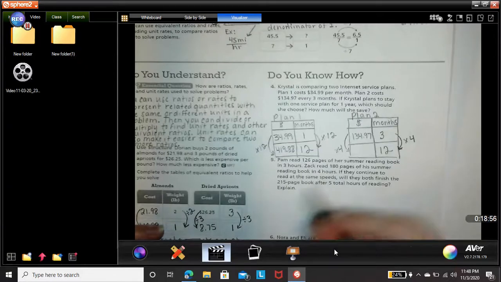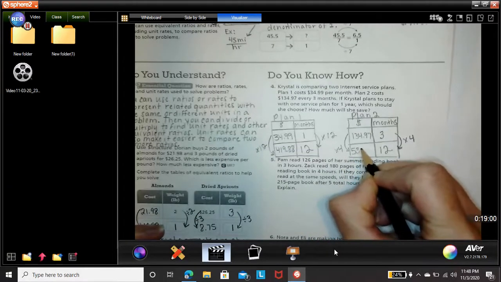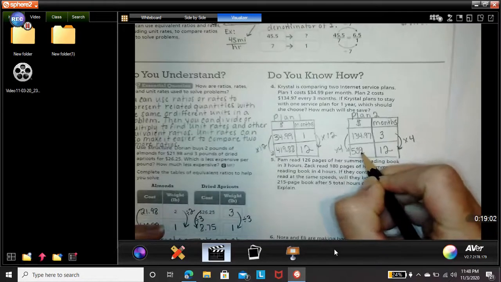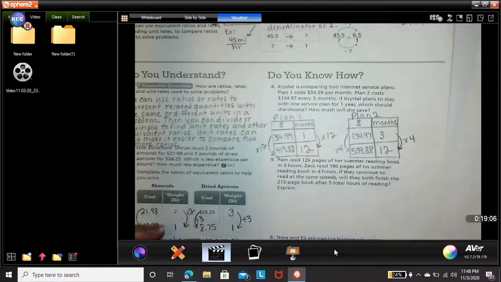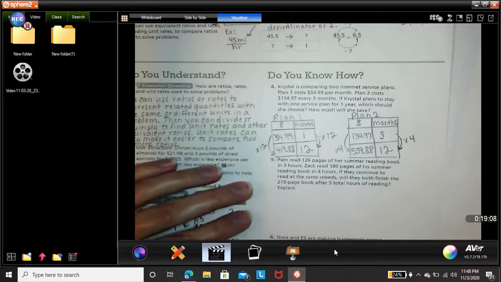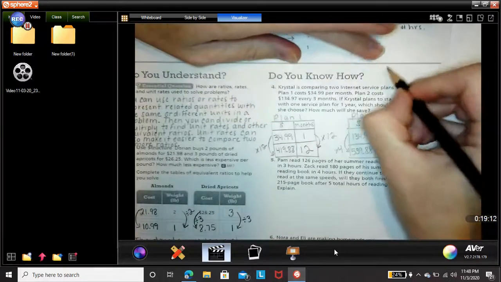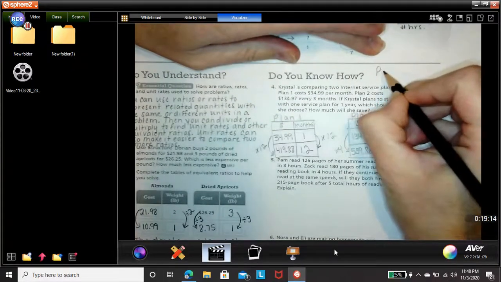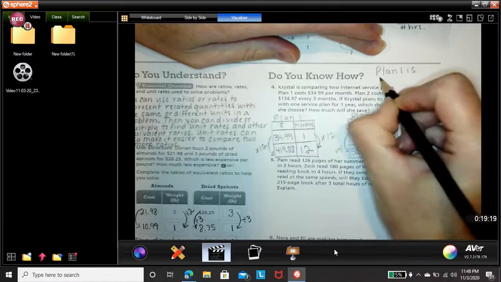The total cost for a year of that service would be $539.88. So we know that Plan 1 is cheaper. Let's go ahead and write that up here. So Plan 1 is cheaper.